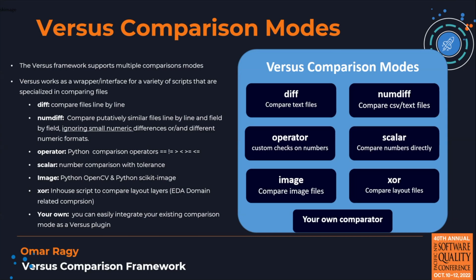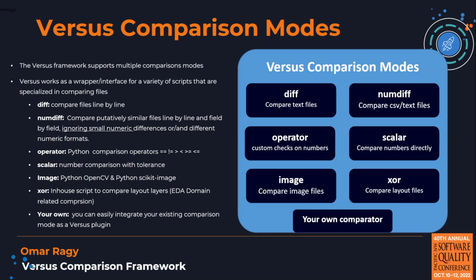We have the operator mode, which is actually the Python comparison operators, equal equal, not equal, less than, less than or equal, and so on. We have the scalar mode, which is number comparison. You are comparing one number versus another one, but this is different than the operator in that you can specify some allowed tolerance for this mode. So you would allow differences up to maybe 5% or an absolute difference like 1 or something.